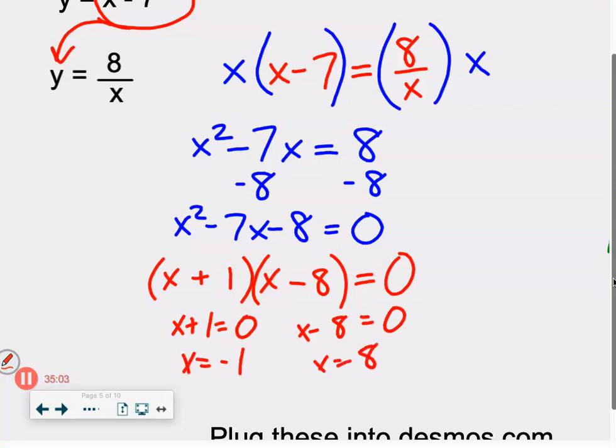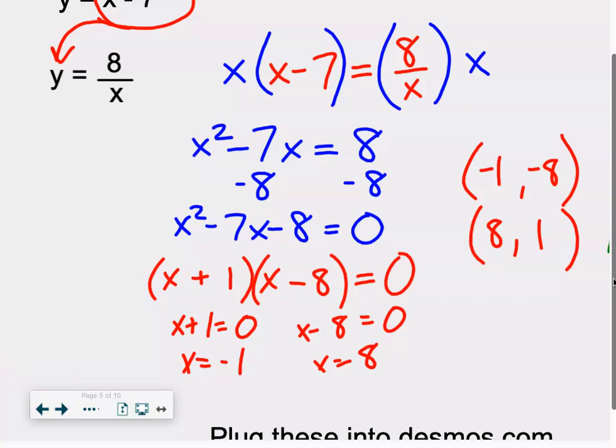Are those my final answers? No. If x is negative 1, what's 8 divided by negative 1? What's 8 divided by 8? 1. Those are my two answers. Everyone get out your laptops.